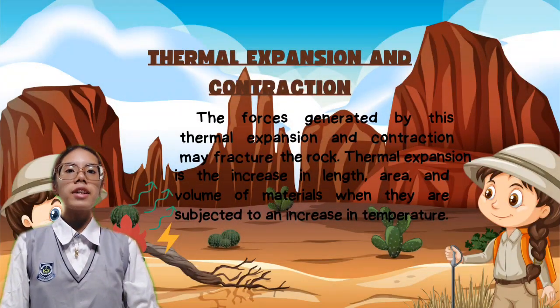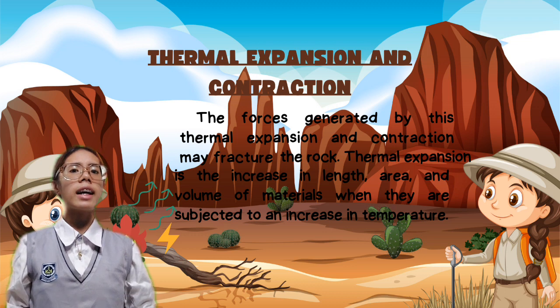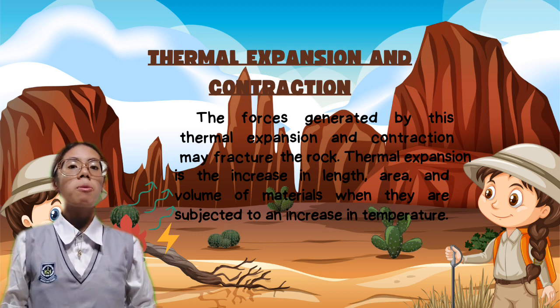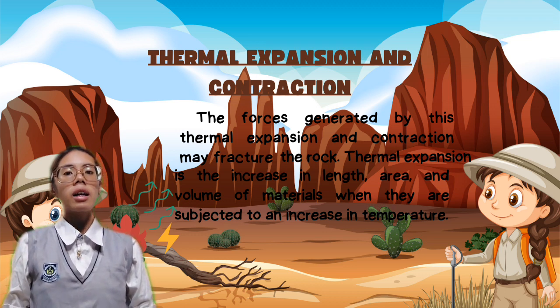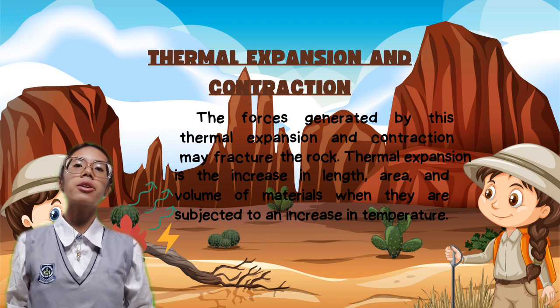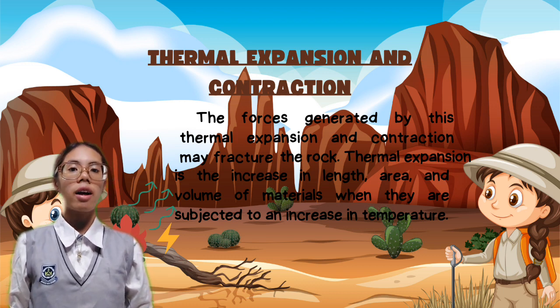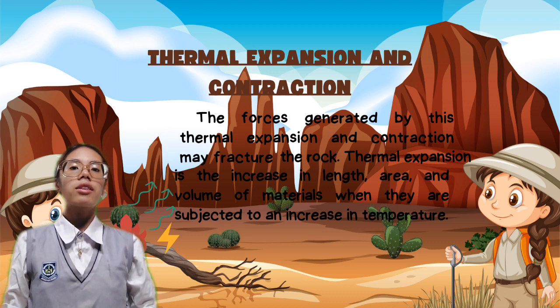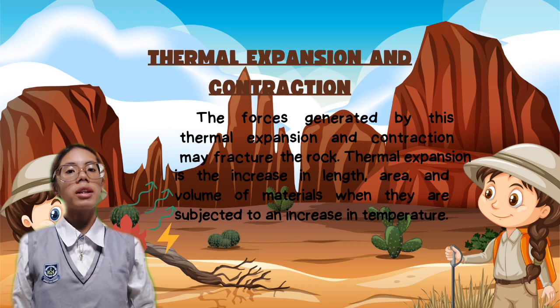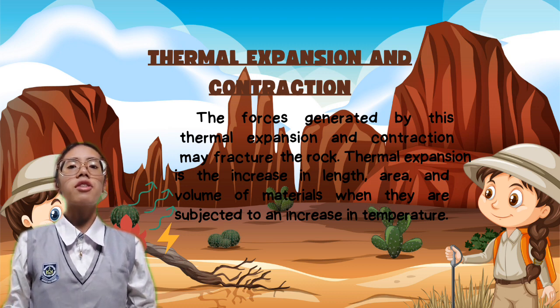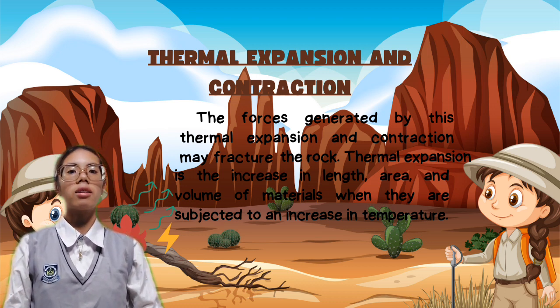Rocks at Earth's surface are exposed to daily and yearly cycles of heating and cooling. When temperature changes rapidly, the surface of a rock heats or cools faster than its interior, and as a result, the surface expands or contracts faster than the interior. The forces generated by this thermal expansion and contraction may fracture the rock.